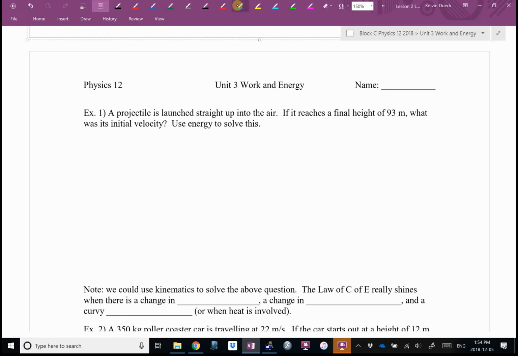Now, I could, don't write this down, I could go VI equals question mark, A equals negative 9.8, D equals 93, VF at the top equals 0, and I could solve it using kinematics. I think I would use VF squared equals VI squared plus 2AD. But for what it's worth, I can also solve this with energy. I can use kinetic initial plus potential initial equals kinetic final plus potential final. Justin, does this question mention friction or heat at all? So I don't need to go plus heat.